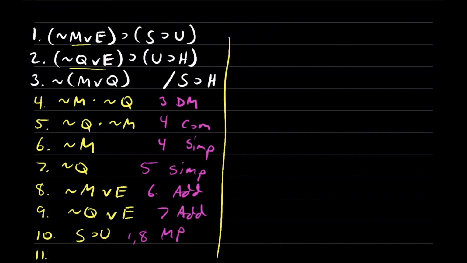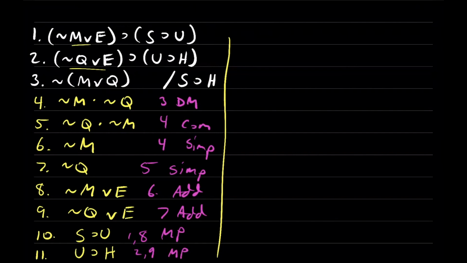And we're going to do another modus ponens step with line 2 and line 9, and that will give us U implies H. So this is line 2 and 9, which I lovingly call our old friend modus ponens.